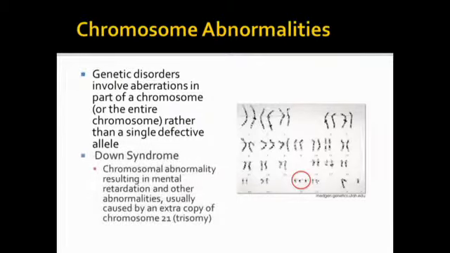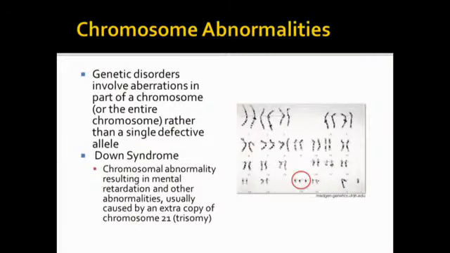Trisomy 21, also known as Down syndrome. And this is essentially due to the fact that that person is born with an extra copy of chromosome 21. And what this results in is it can be on a spectrum of mental retardation, so you can be high functioning, low functioning, and a number of other abnormalities.